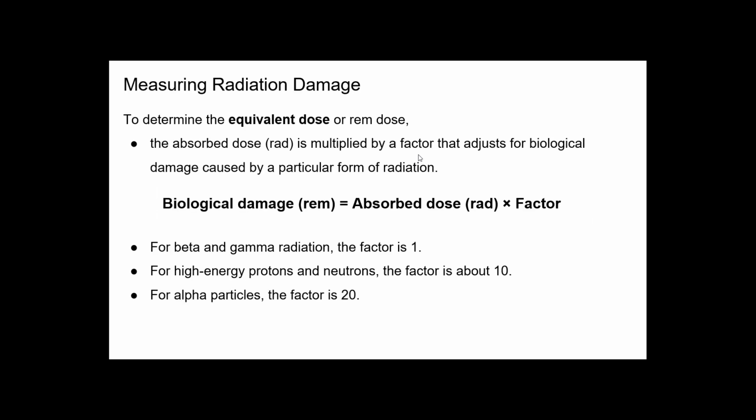Measuring radiation damage. So we need to determine an equivalent dose or an REM dose. We take the absorbed dose, and then it's adjusted by a factor to determine the biological damage that's been done. And it doesn't really go into what this factor means, so I'm just going to leave it at face value. It didn't break it down, it just provided numbers, and we're going to accept it at that. So beta and gamma radiation, the factor is 1. High energy protons and neutrons, the factor is 10. And alpha particles, the factor is 20.